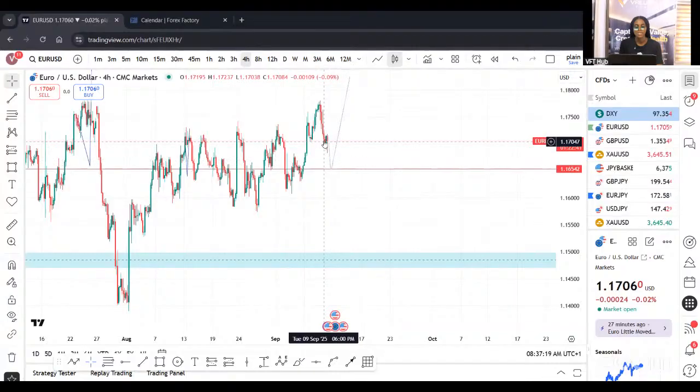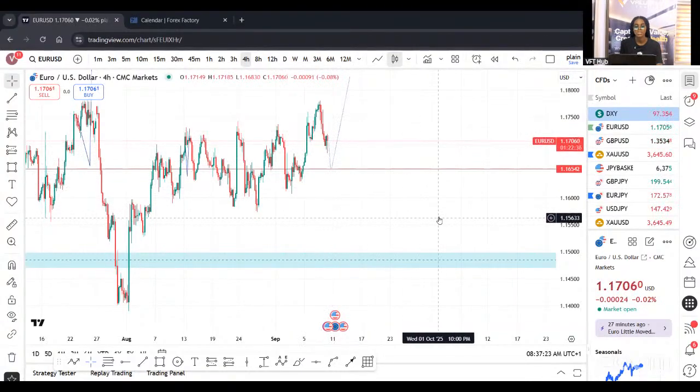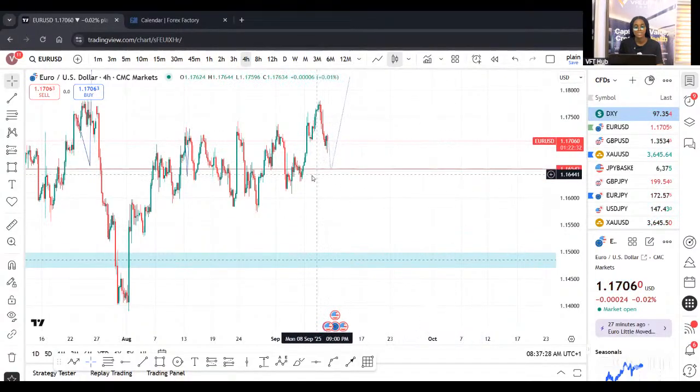So I'm looking for a sell to buy, a sell into the left shoulder at 1.16542. And once price retraces into this level, I will be longing Euro USD. I'm looking out for a sell to buy on GBP USD and a buy to sell on DXY.